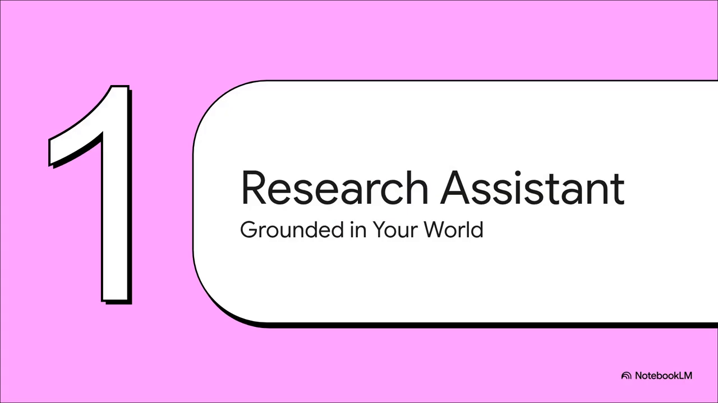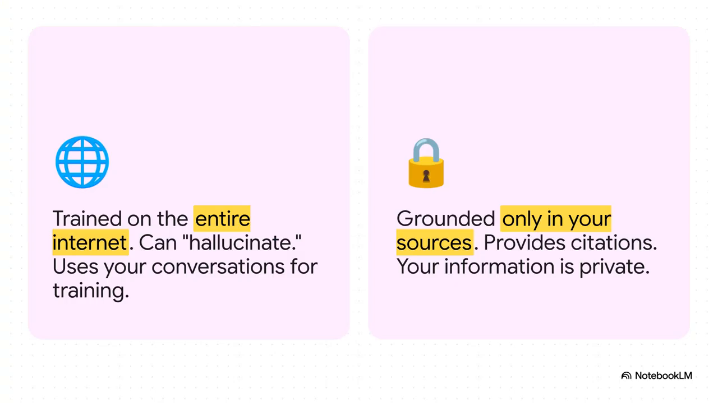And that distinction, right there, is the first and most crucial thing to understand about this tool. It is fundamentally different from the AI chatbots you're probably used to playing with. Think about it. A normal AI chatbot, it's trained on the whole messy, chaotic internet. So sometimes it can hallucinate. It just makes stuff up. Plus, your conversations are often used to train it further.